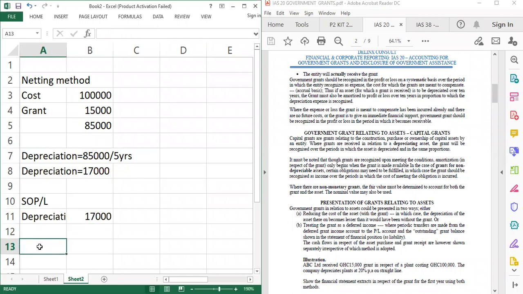But in the statement of financial position, we show plants. What will be the current value of the plants now? It will be 85,000 minus 17,000, and that will give us 68,000. Okay, 68,000. That is the netting method. All right. Let's look at the deferred income method.